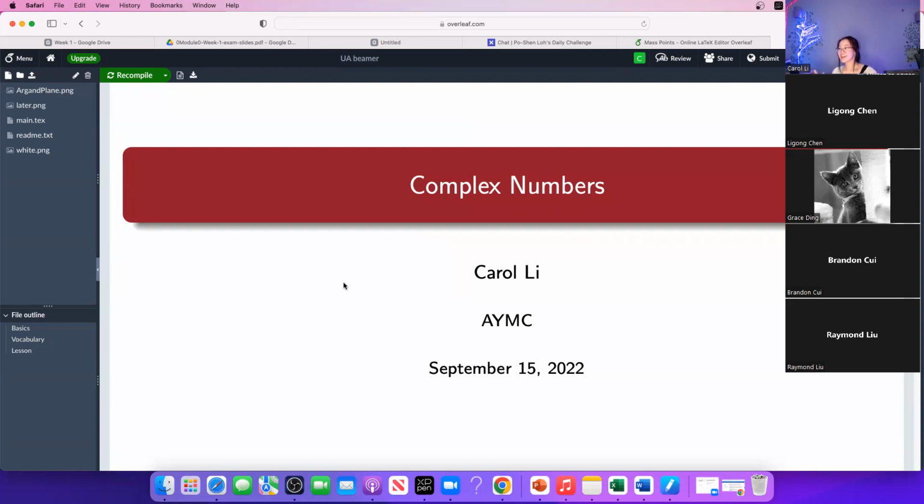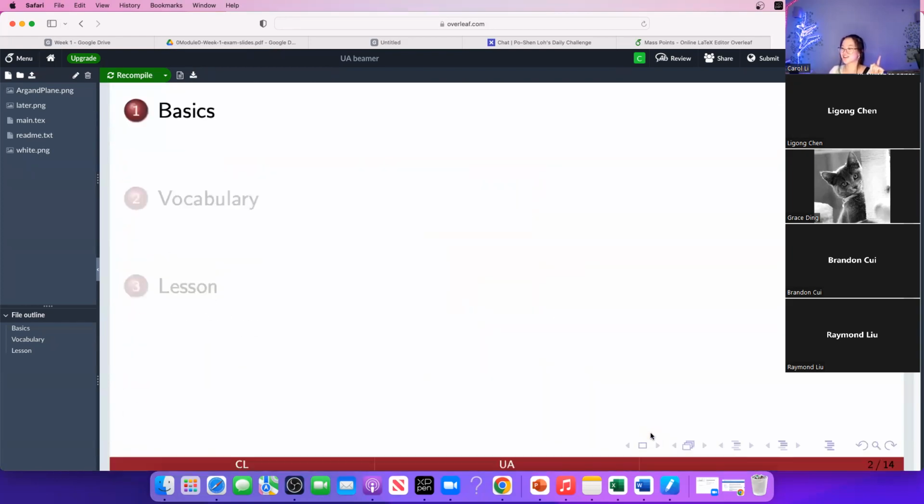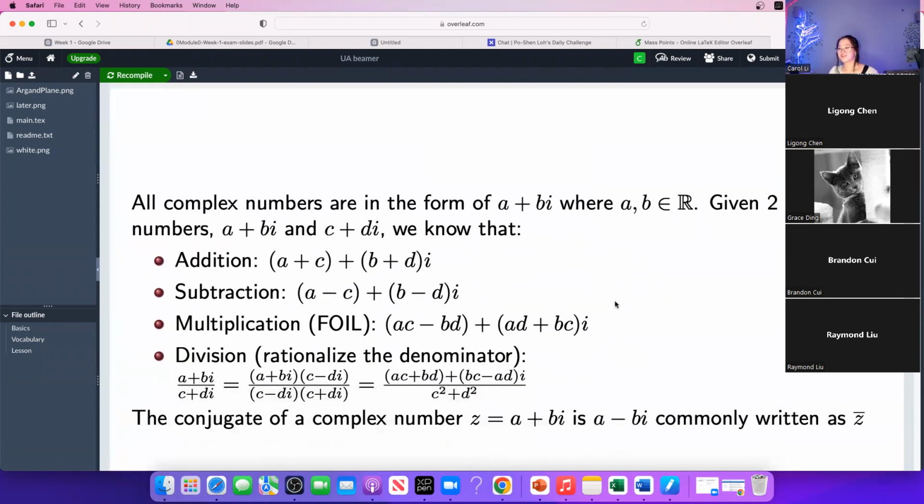But on AMC 12, it appears so often, at least once per year, at least once per test. You can search it up. Literally, there's a whole list of complex number stuff on AMC 12. So whether you like it or not, we're going to go through complex numbers. Okay, so I'm going to go through the basics. I didn't name these very creatively.